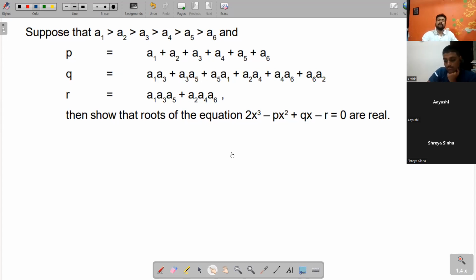Solve this question. I mean, you cannot solve it, I know that, but at least try. Give it a try. Think for a minute and then I'll solve.